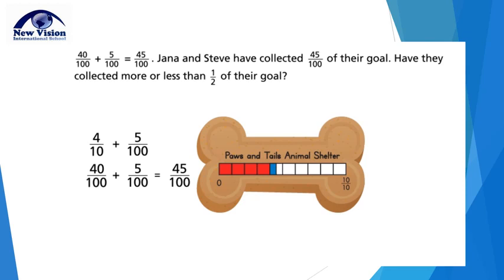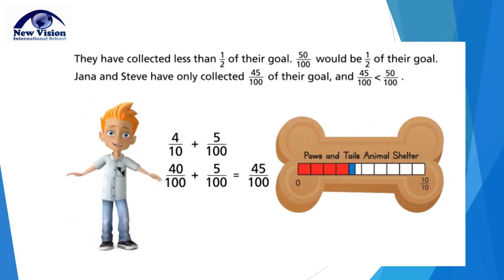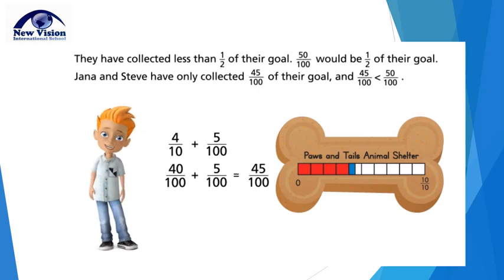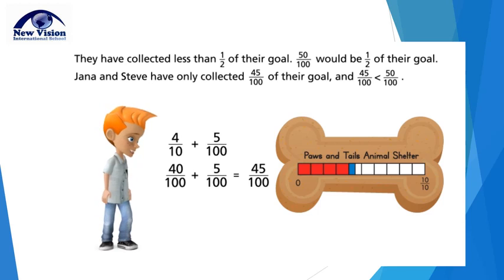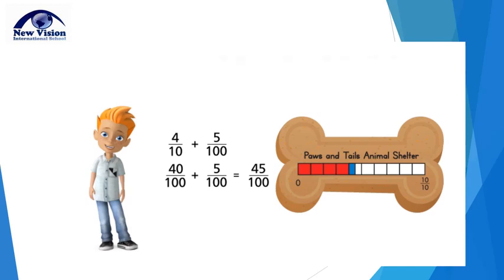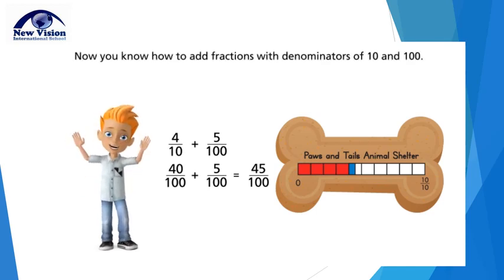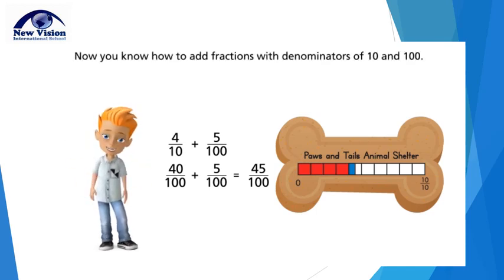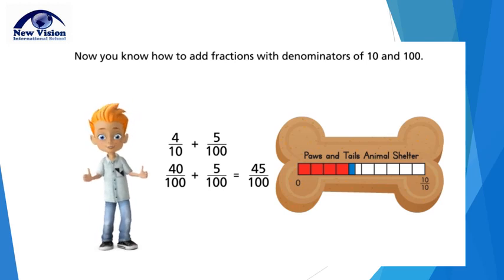Have they collected more or less than 1/2 of their goal? They have collected less than 1/2 of their goal. 50/100ths would be 1/2 of their goal. Jana and Steve have only collected 45/100ths of their goal, and 45/100ths is less than 50/100ths. Now you know how to add fractions with denominators of 10 and 100. Great job!